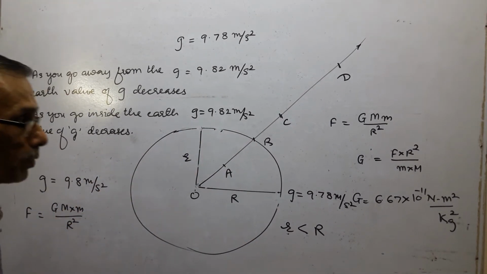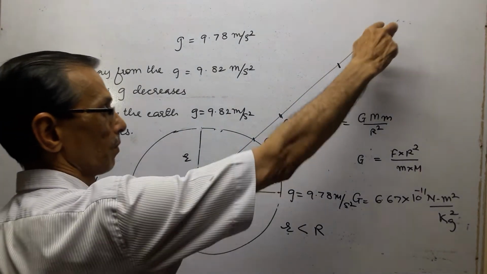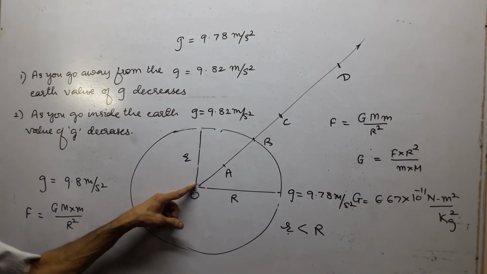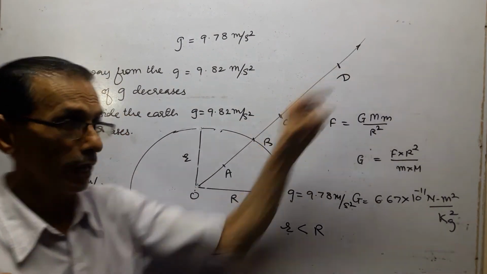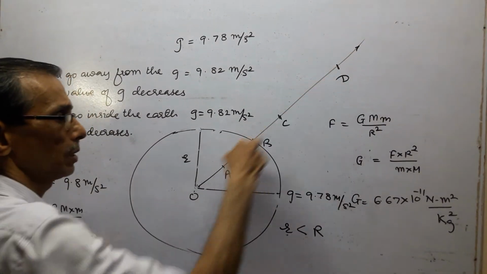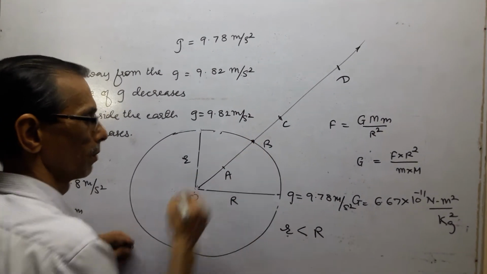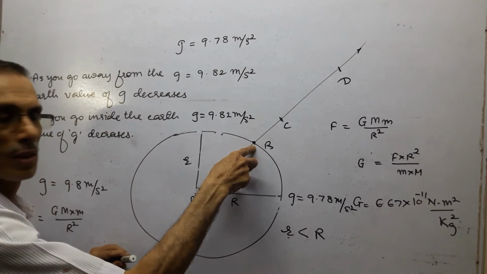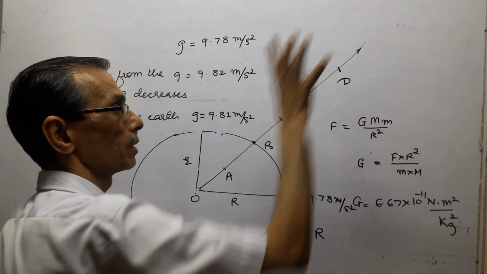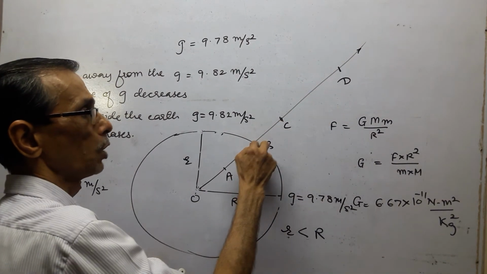At the same time, we draw a straight line from the center of the Earth up to infinity. You find that on this line, the maximum weight is at B, on the Earth's surface. As you go away from the Earth, the value of g decreases.